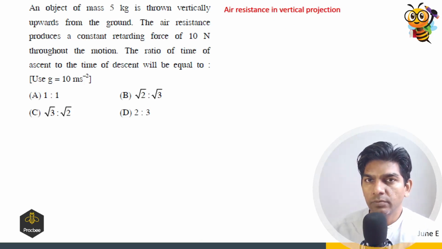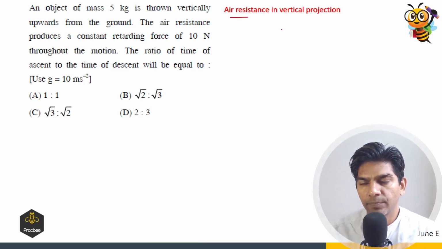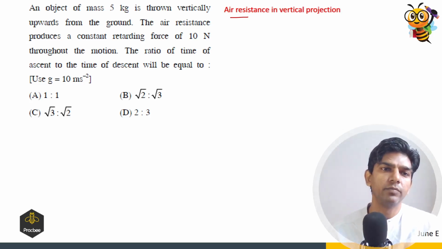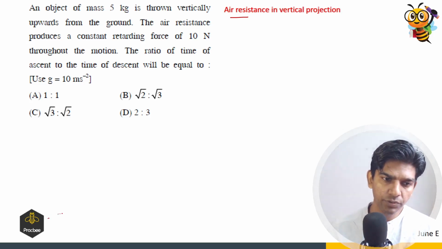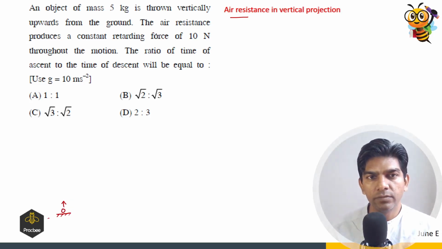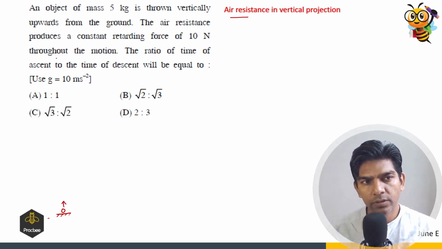Now let us see the next problem type, which is based on the air resistance in the vertical projection. An object of mass 5 kilograms is thrown vertically upward from the ground. So we are throwing a stone in a vertically upward direction, and its mass is 5 kg. The air resistance produces a constant retarding force of 10 Newton throughout the motion.